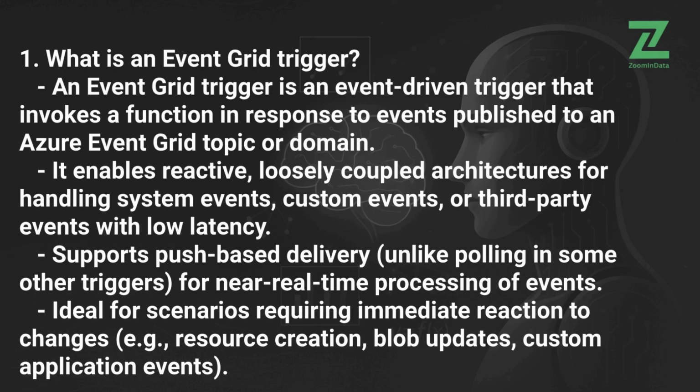1. What is an Event Grid trigger? An Event Grid trigger is an event-driven trigger that invokes a function in response to events published to an Azure Event Grid topic or domain. It enables reactive, loosely coupled architectures for handling system events, custom events, or third-party events with low latency. Supports push-based delivery, unlike polling in some other triggers, for near real-time processing of events. Ideal for scenarios requiring immediate reaction to changes, e.g., resource creation, blob updates, custom application events.